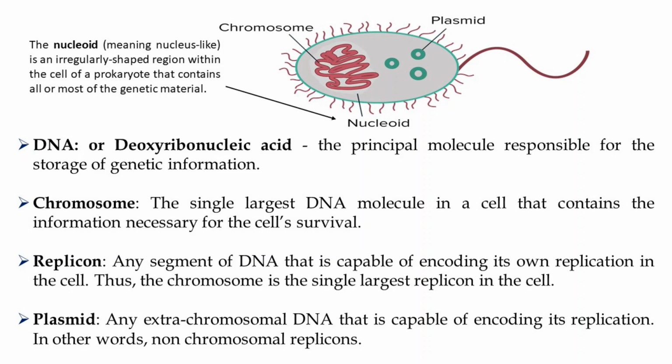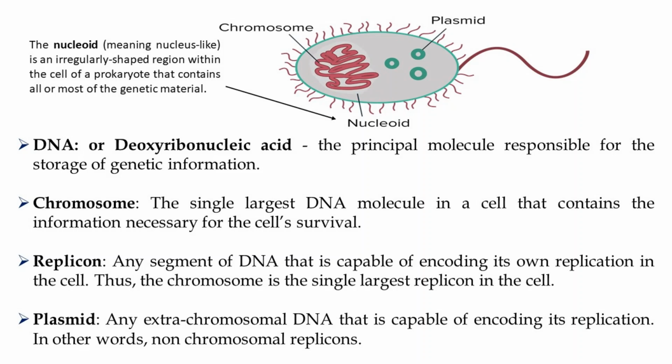Now, your DNA, or deoxyribonucleic acid, is the principal molecule responsible for the storage of genetic information. Your chromosome is ideally the single largest DNA molecule in a cell that contains the information necessary for the cell's survival itself. Any segment of DNA that is capable of encoding its own replication in a cell is termed a replicon. So your chromosome is the single largest replicon present in the cell. Now, plasmids are small extrachromosomal DNA entities.